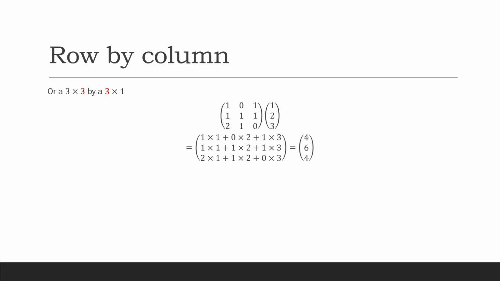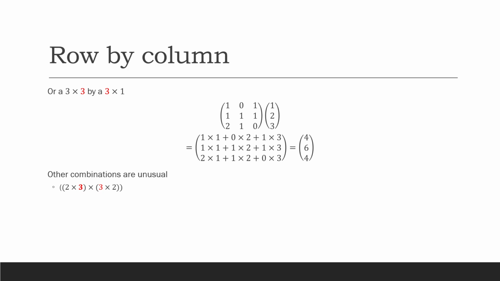Okay, so something a little bit bigger. A 3 by 3 by 3 by 1. The first row times the first column. 1 times 1, 0 times 2, 1 times 3. Then the second row times that first column. 1 times 1 plus 1 times 2 plus 1 times 3. And likewise with the third row. 2 times 1 plus 1 times 2 plus 0 times 3. And then we get that vector there, 4, 6, 4.